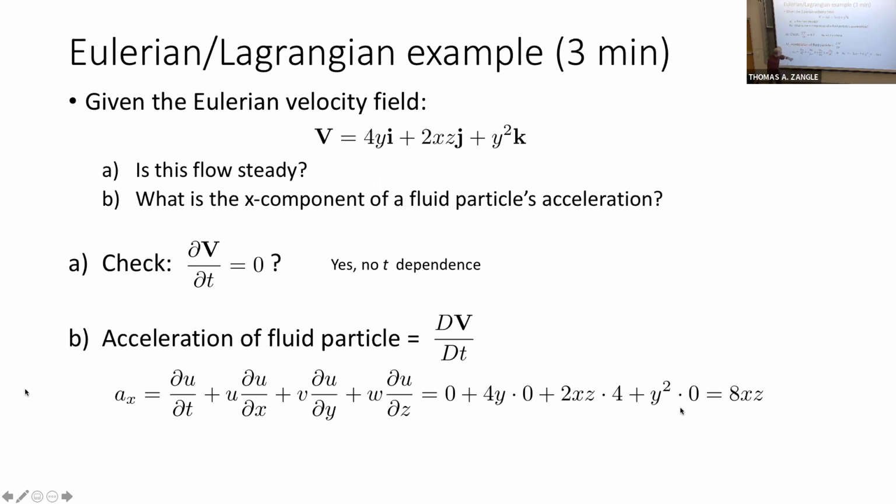Partial u partial t, which is 0, plus u partial u partial x, plus v partial u partial y, plus w partial u partial z. Pay attention to where the u's, v's, and w's are in this expression. That's the major place where you can get tripped up when we work problems like this. And when we work all of this out, we get 8x for the acceleration of a fluid particle in x.